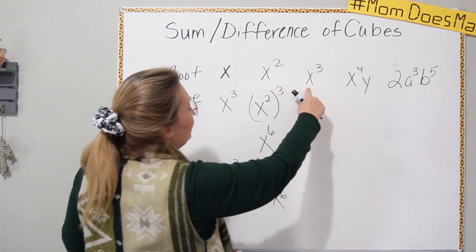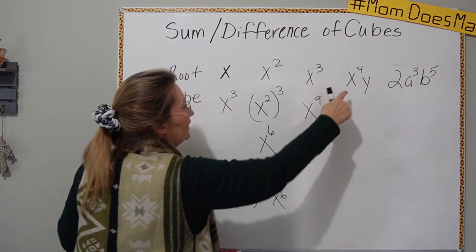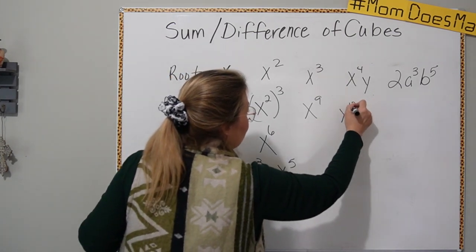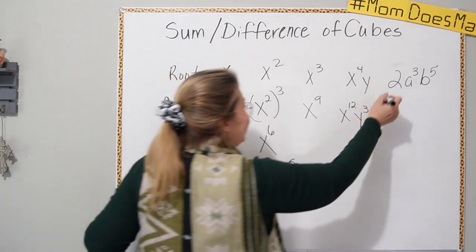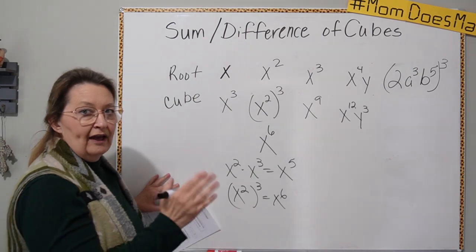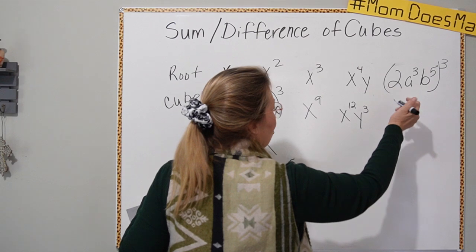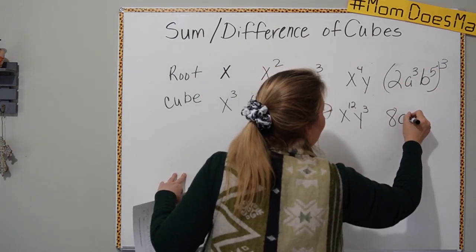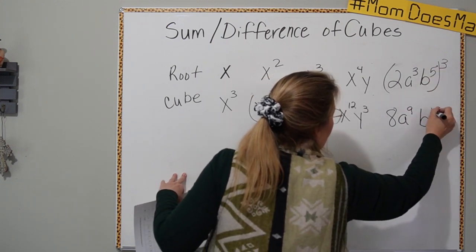All right, here I've got x to the third cubed. Well, 3 times 3 is 9. Here, x to the fourth y cubed is going to be x to the 12th y to the third. All right, now if I take 2a cubed b to the 5th and I cube it all, everything in there has to be cubed. So 2 to the third power, 2 times 2 is 4 times 2 is 8. a cubed is a to the 9th, and b to the 5th cubed is b to the 15th.